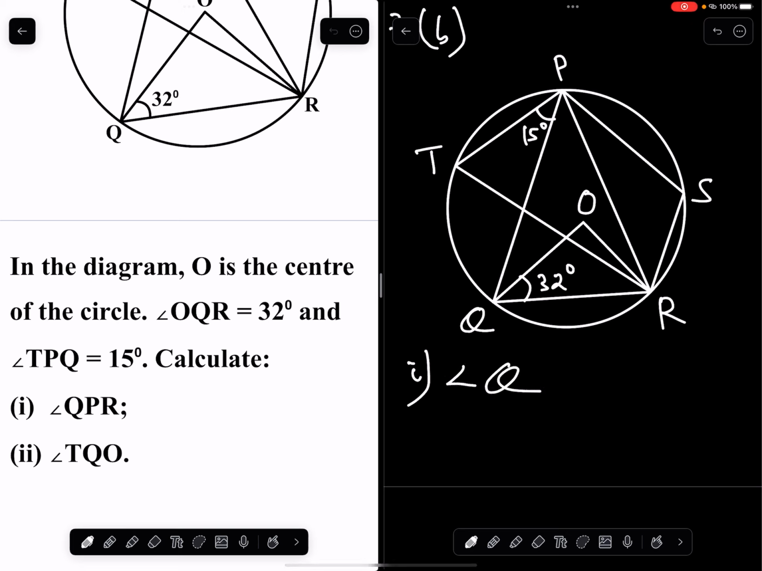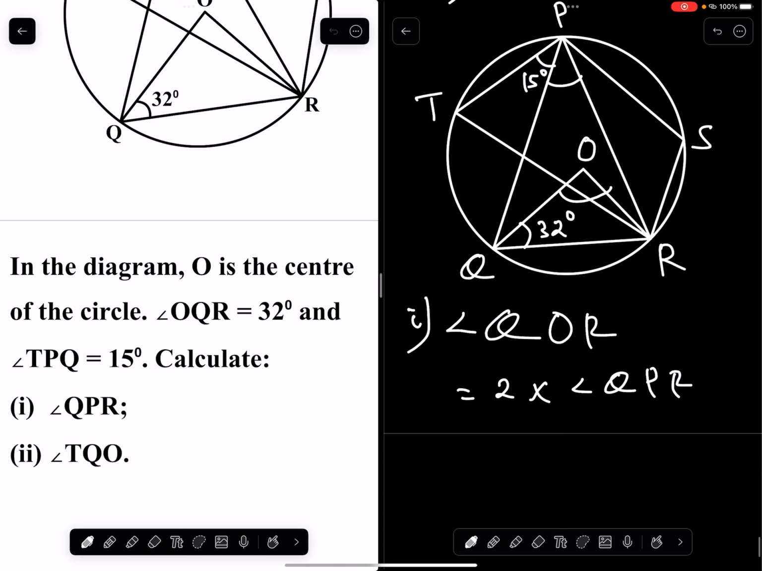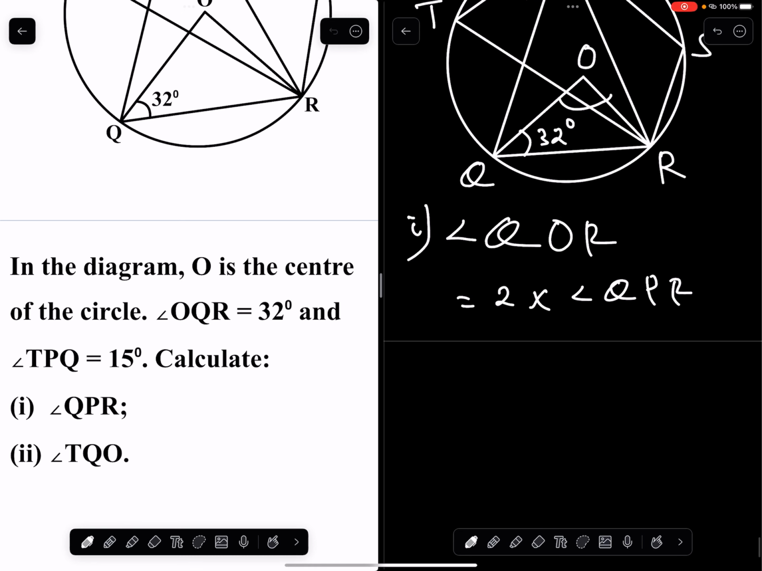Let me say angle QOR is equal to 2 times angle QPR. That simply means angle at center is twice angle at circumference. So angle QOR, which is this angle, is twice angle QPR, which is this angle. Now, I need to find angle QOR first.